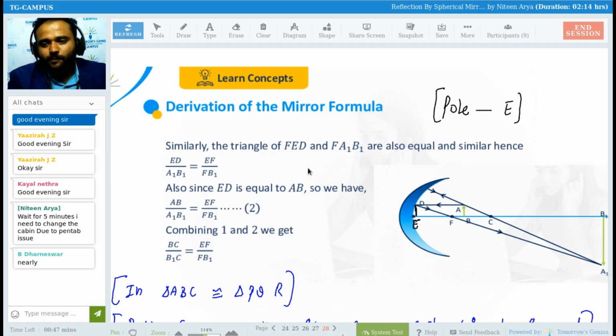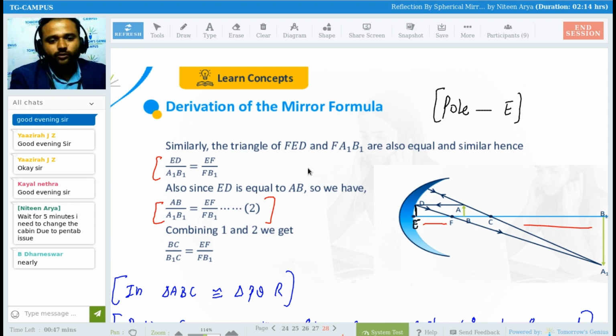So as you can see, ED upon A1B1, this is correct then. ED upon A1B1, because these are corresponding sides, the perpendicular kind of thing, and EF is this horizontal line, equals the FB1, this FB1. Also, since ED is parallel to AB and equal to it, we can take AB instead of ED. AB upon A1B1 equals EF upon FB1. Is this clear, everyone, till now? Please let me know.